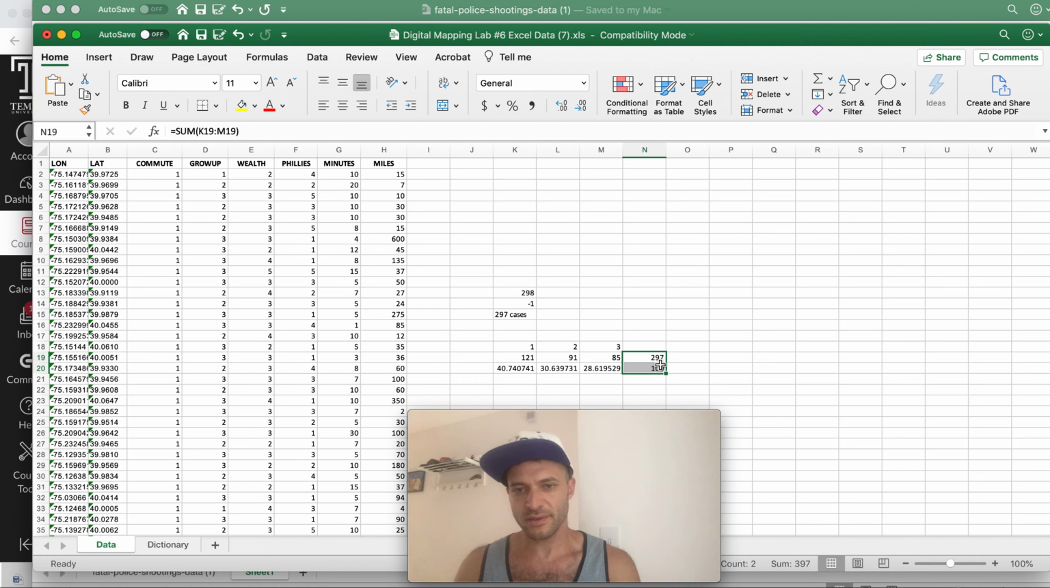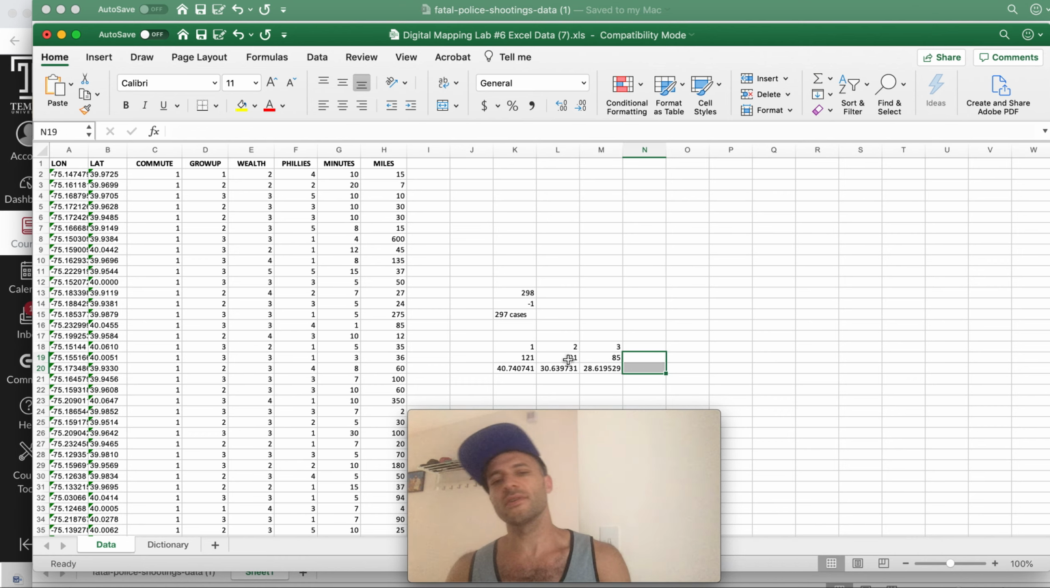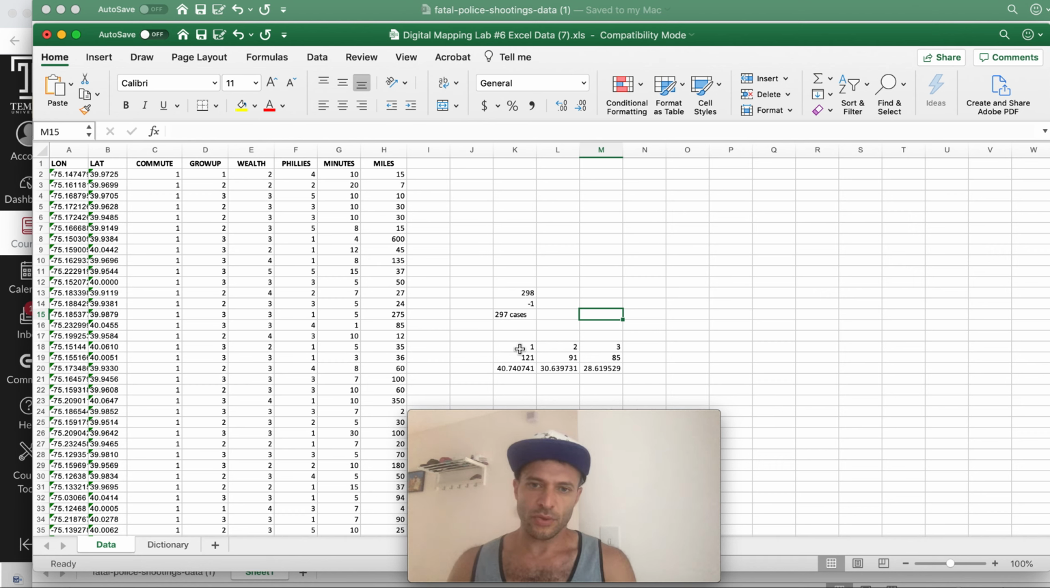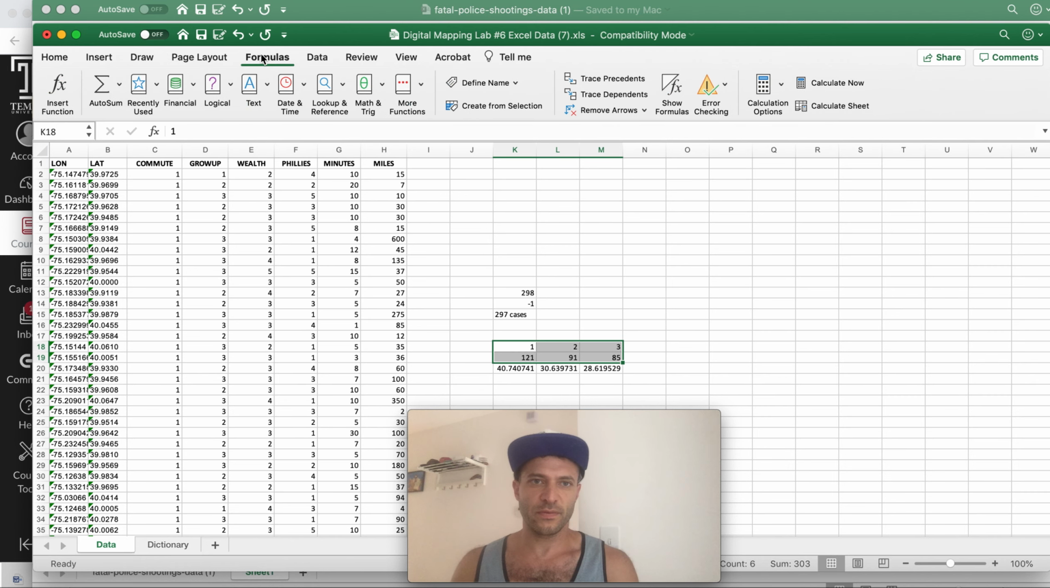We're double checking ourselves. Okay, so the last part of this that you have to know to do the math is you are going to make a histogram. And what we do is just highlight this, make sure it's set up like that. And now we're going to go to formulas, insert.